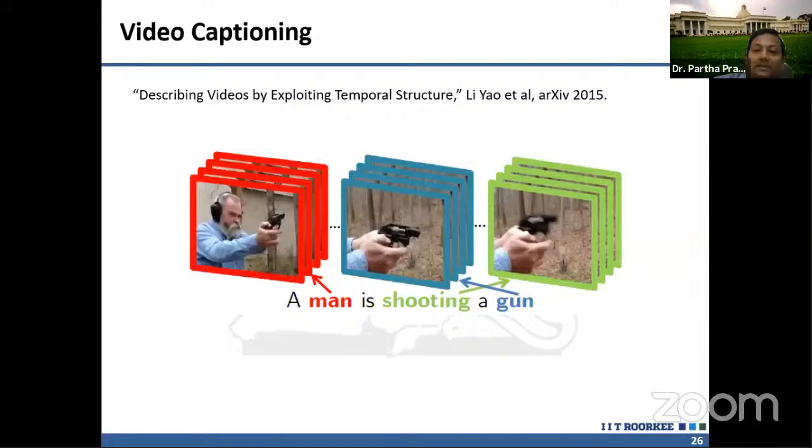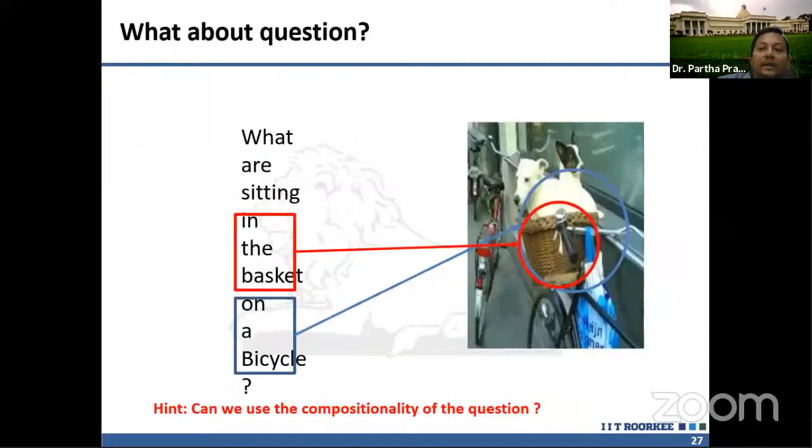Okay, similarly, I can also ask question answering. I can give a question and an image, and then I can ask what is sitting in the basket on a bicycle. If some user asks these kinds of questions, can the machine answer, whether it is dogs or cats or whatever? Is it possible or not?